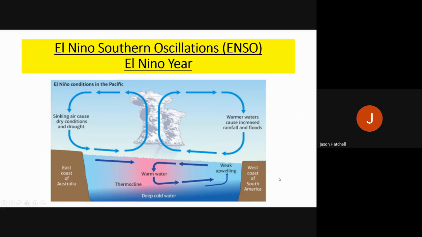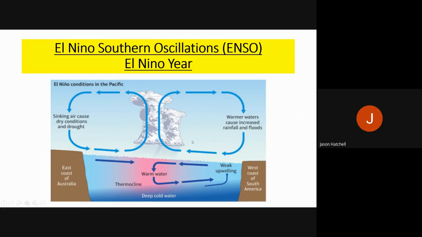So what happens here in an El Nino year is the wind shifts towards the east a bit more. So the warm water is actually in the center of the Pacific Ocean, as you can see. And that causes the rainfall to happen in the center of the Pacific Ocean mainly. Dry conditions then take place on the east coast of Australia. So the east coast is dry in an El Nino year.